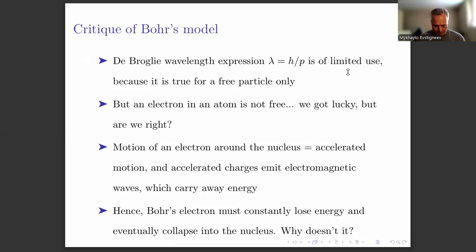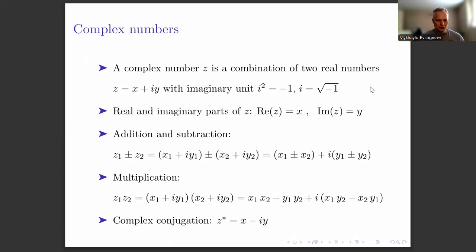And this view has been developed indeed in the 1920s, and it is based on something called the wave function of the electron. Before we start discussing wave functions, let me tell you this. A wave function is a complex valued function of position and time. So we need to talk about complex numbers. So let's do that. Complex numbers.